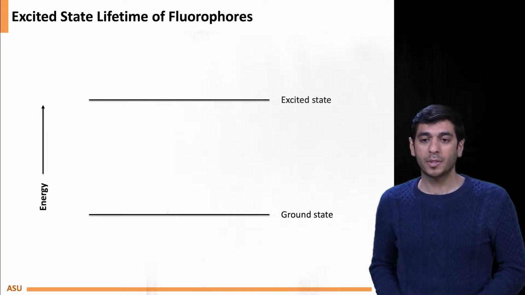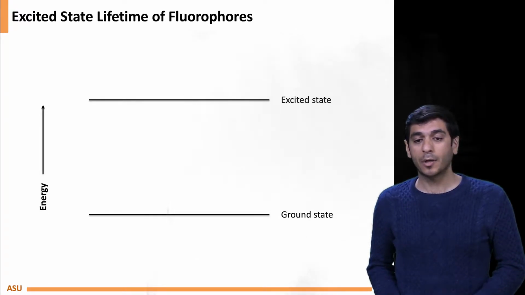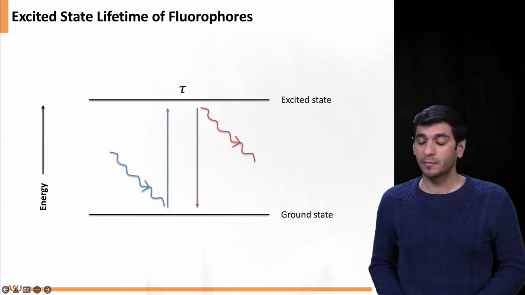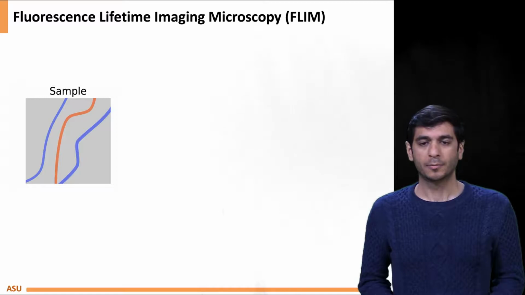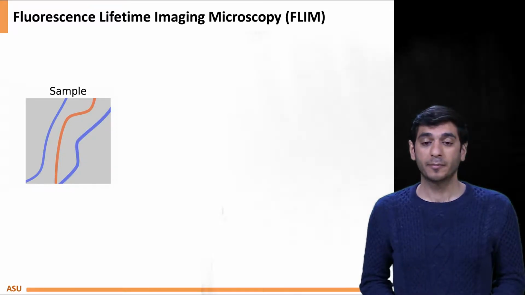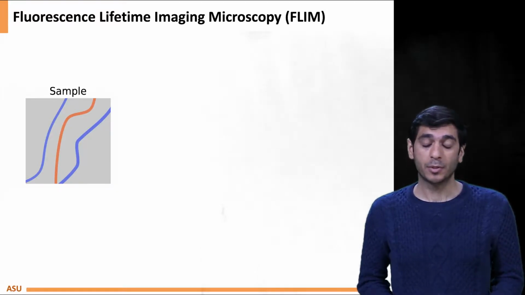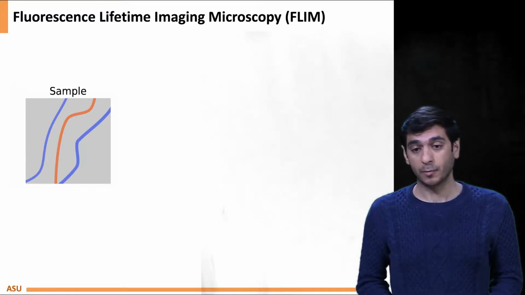In fluorescent microscopy, the target structures within the cell are stained with fluorophores. In this diagram, you see a simplified quantum structure of such fluorophores. Fluorophores are often in the ground state, but they can absorb a photon from the illuminating laser, go to the excited state, spend time tau in the excited state, and then emit a photon and go back to the ground state. The times that different fluorophore species spend in the excited state are different, which can be used to distinguish different structures within the cell.